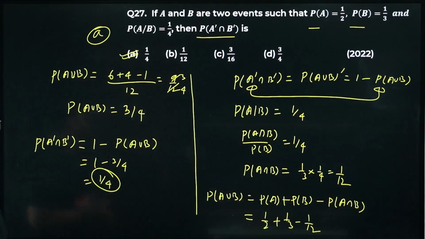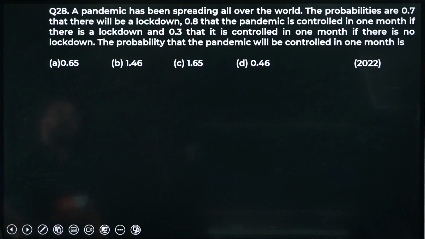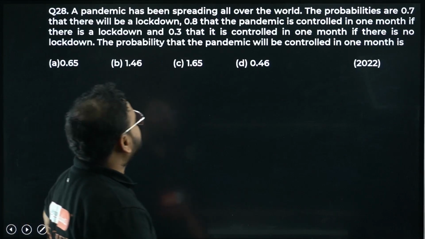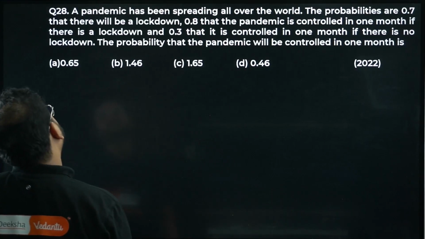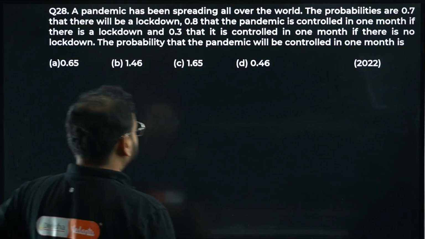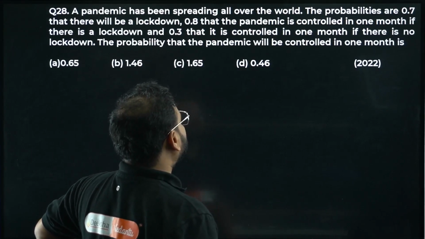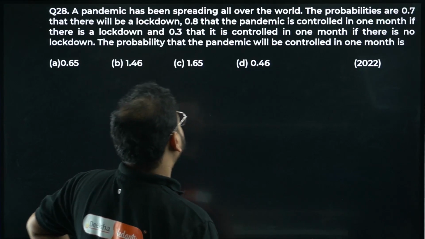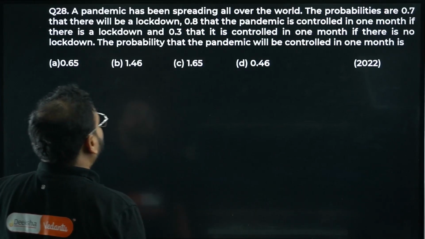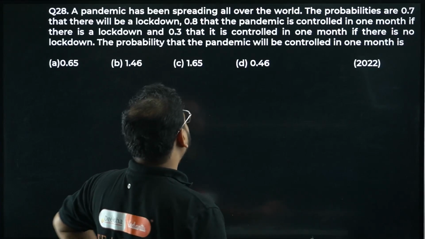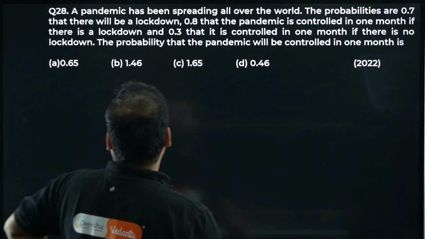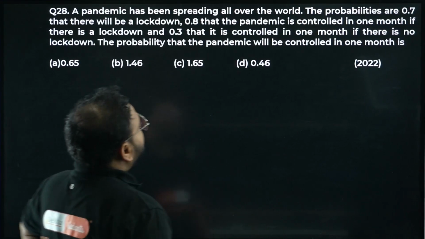28th now. A pandemic has been spreading all over the world. The probabilities are 0.7 that there will be a lockdown, 0.8 that the pandemic is controlled in 1 month if there is a lockdown, and 0.3 that it is controlled in 1 month if there is no lockdown. Of course, it will be difficult to control if there is no lockdown.